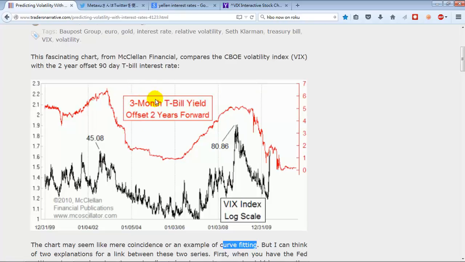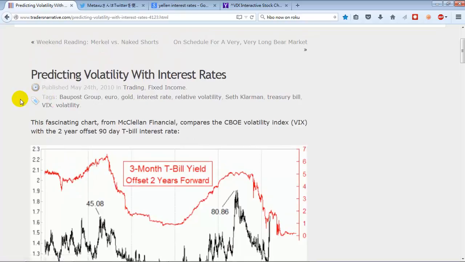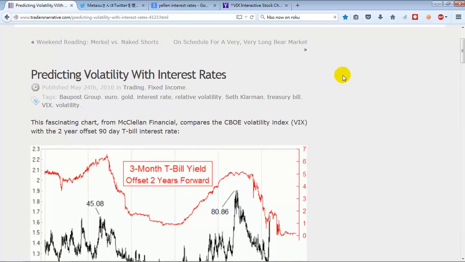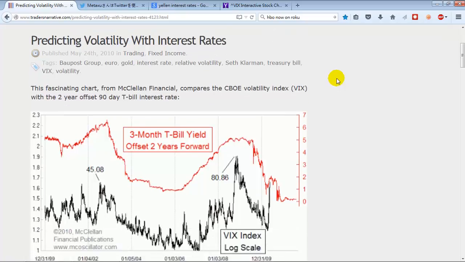It matures in 3 months, so there's no reason to look out 2 years, right? So that's ridiculous too. Those are your three ridiculous aspects of this chart and why it should not be believed. So the first post that says yes, you can predict volatility with interest rates is invalid.